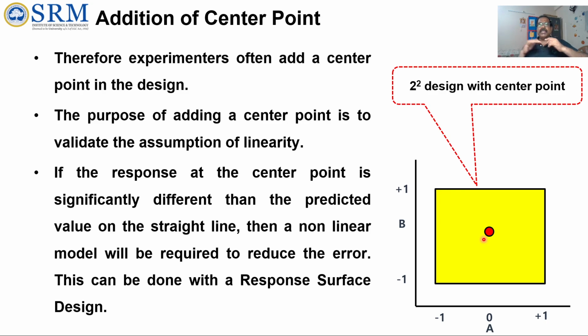For example, with the model we are predicting some value at the center point. Center point means we know the x and y coordinate values. If the value we are predicting is significantly different from the straight line, meaning a huge error is there, then it is showing non-linear behavior. In that case, if we want to reduce the error, we have to go with the RSM design, or response surface design, or response surface methodology. So this is the basic introduction about why we need to go for response surface design instead of factorial design.